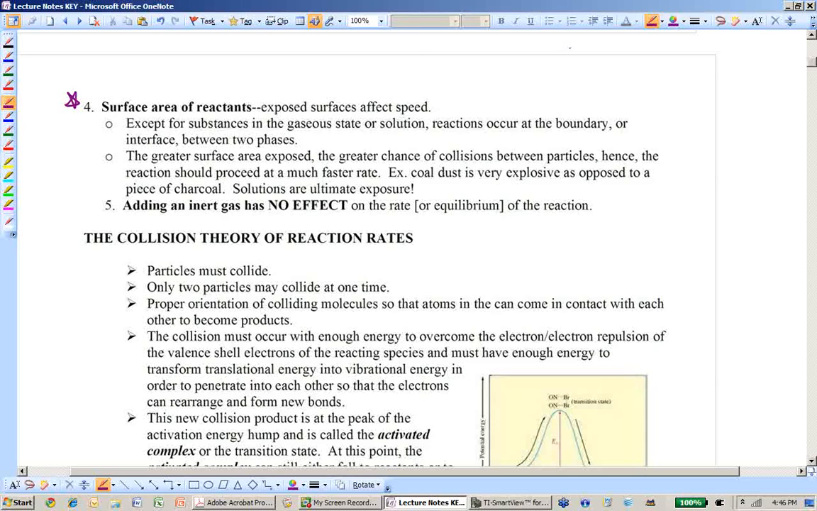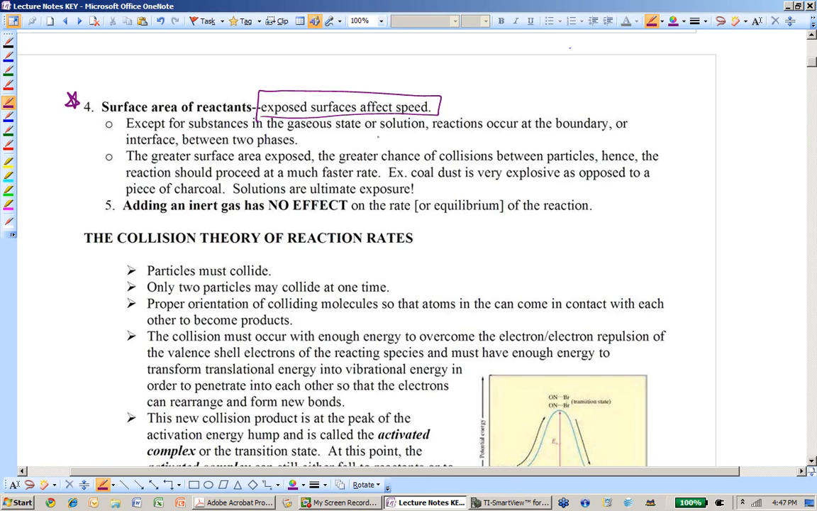You know that if you want something to go faster, you often heat it up. And you also know that if you want something to go faster, like dissolving a sugar cube into a glass of iced tea or a cup of warm tea, if you pulverize that sugar first and make it more granulated, it's going to dissolve faster. So surface area of reactants, when you have exposed surfaces, that affects the speed in a good way.